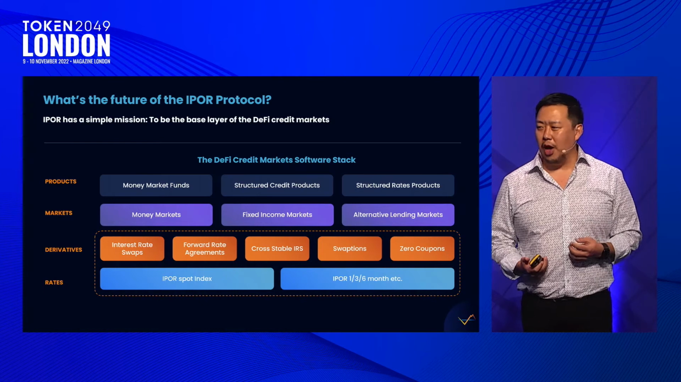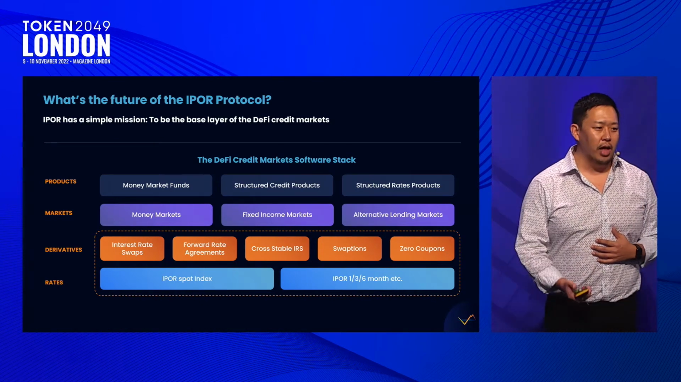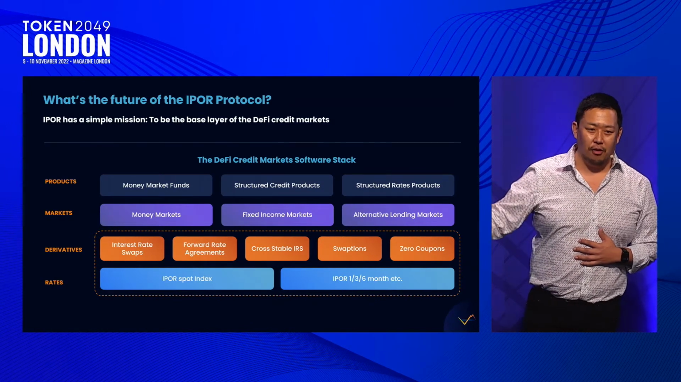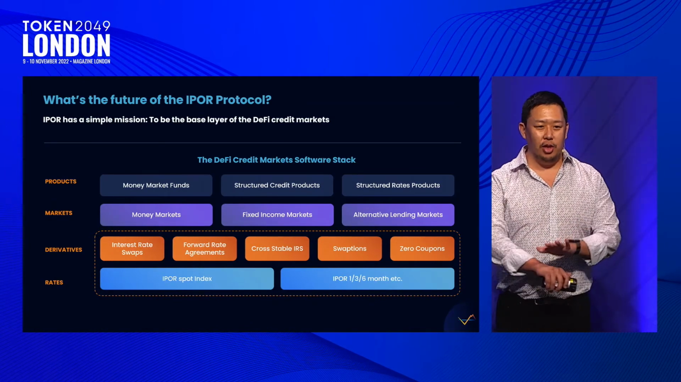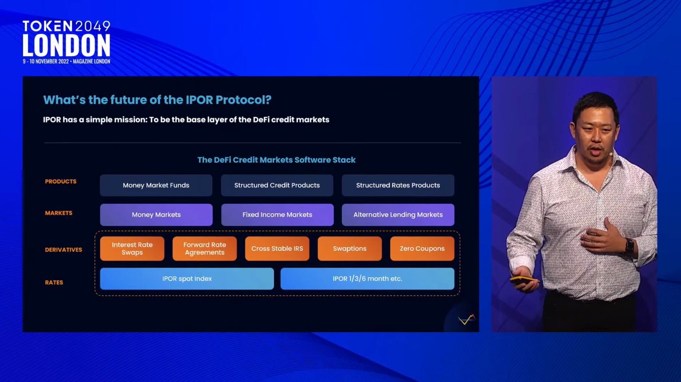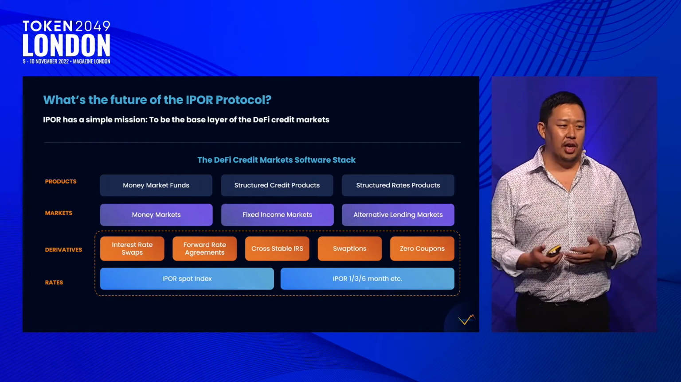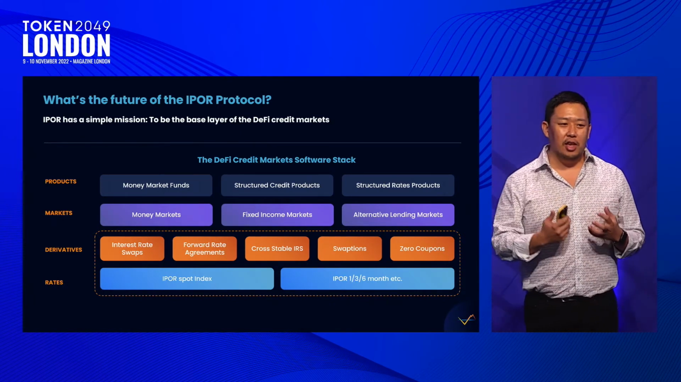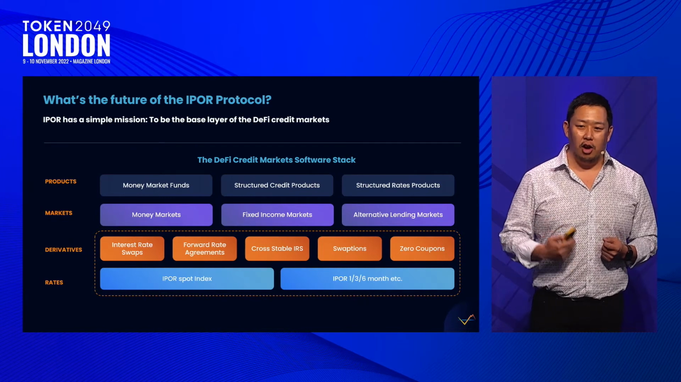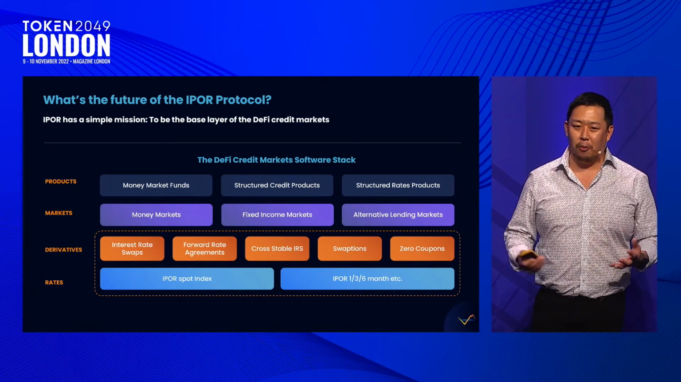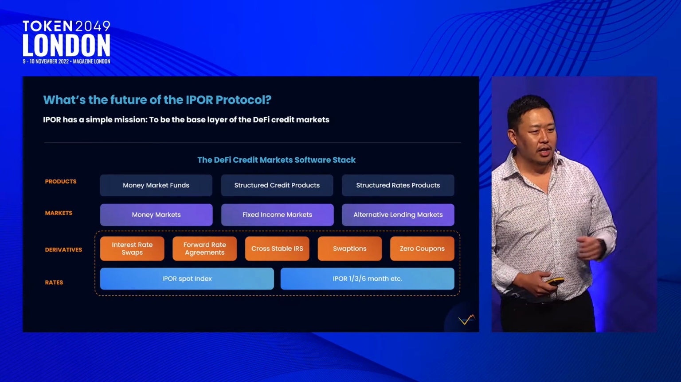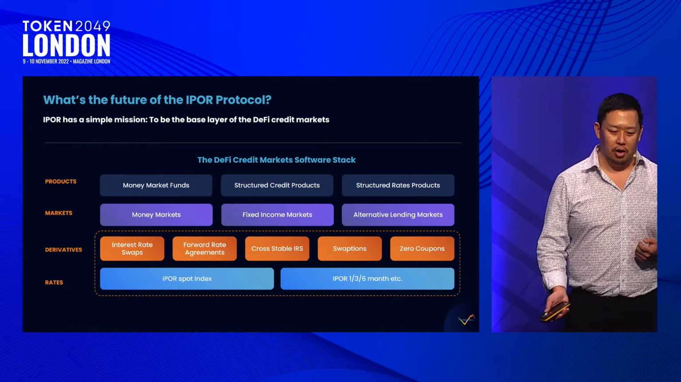So what's the future of the IPOR protocol? Well, we see this IPOR protocol as the base layer of the DeFi credit markets. If we envision it as a software stack, this data layer is really the underpinning. It's the transparent benchmark rate that everyone can peg to. We see this derivatives layer as this kind of stabilizing factor. And because DeFi is money Legos, you can really string them together in a couple of different contract calls to create structured products. And so these are the DeFi Legos that will go into these structured products, different types of funds that we'll be building in the future.